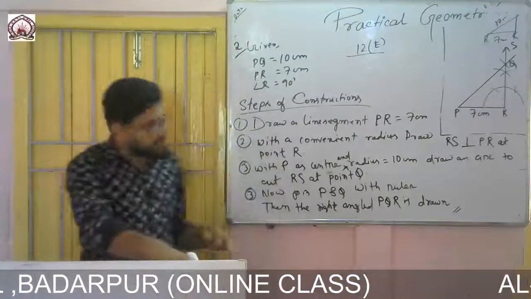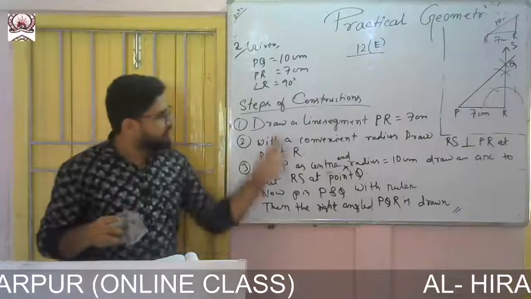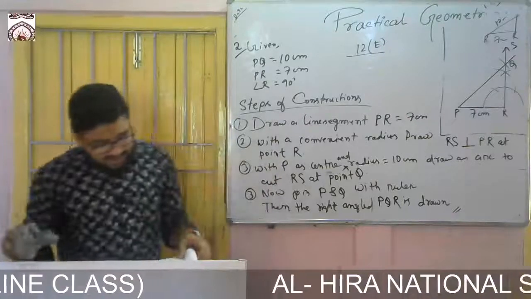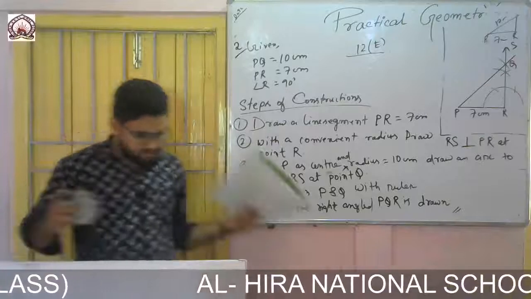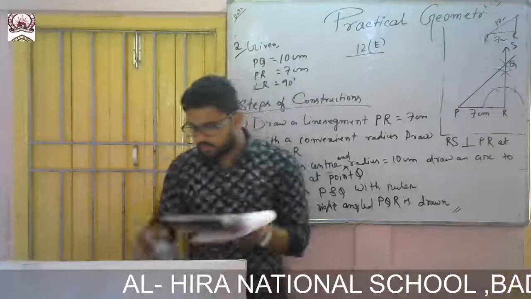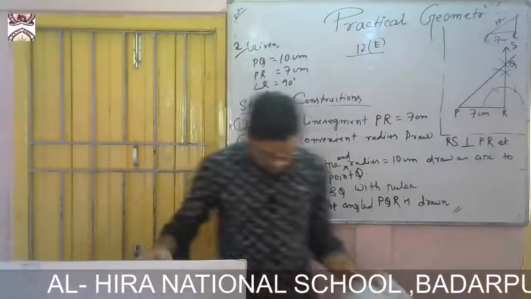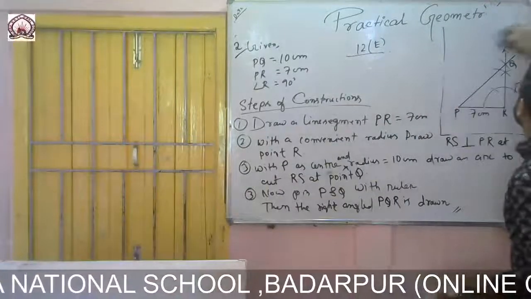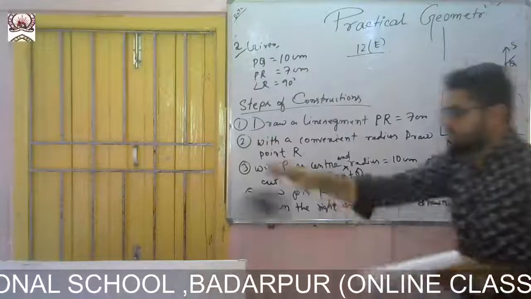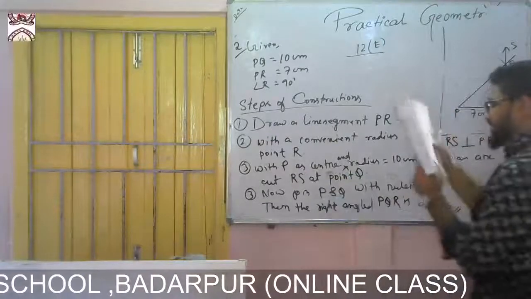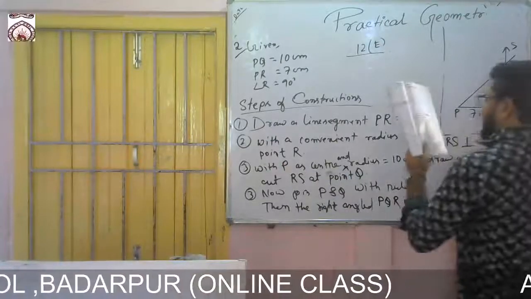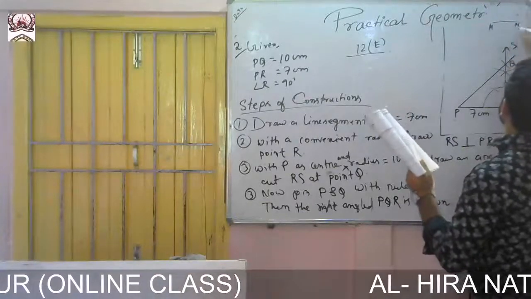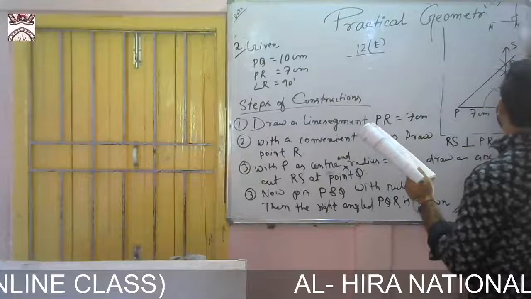So let me draw. This one is finished. Now come to question number 3. LMN in which MN equals 5.9. Let me draw the rough sketch. It is given MN, so I shall take this one MN, and at N it will be 90 degree.